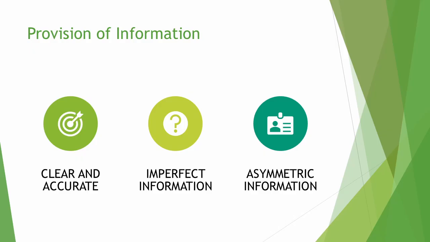The provision of information is the supply of clear and accurate information to consumers about the costs and benefits of goods and services. This deals with market failure as it reduces imperfect and asymmetric information. The short-term impact of the provision of information on the economy is improved decision-making by consumers and producers, leading to more efficient allocation of resources.